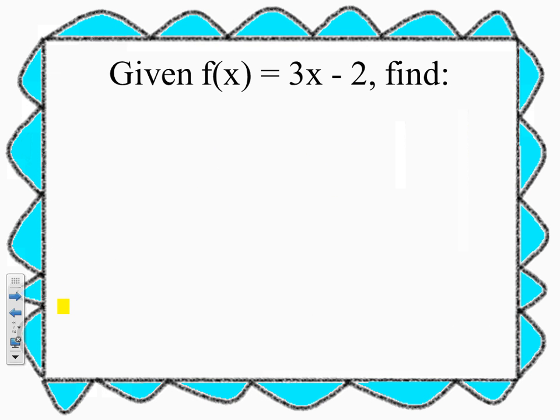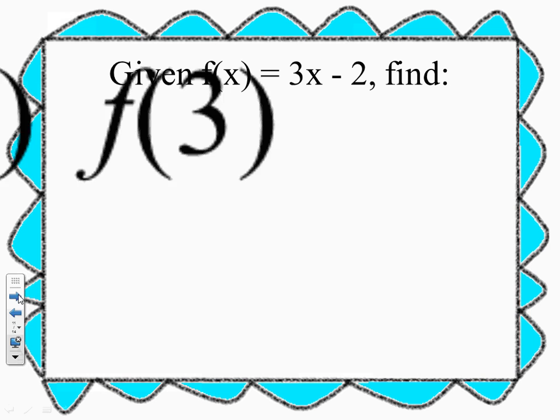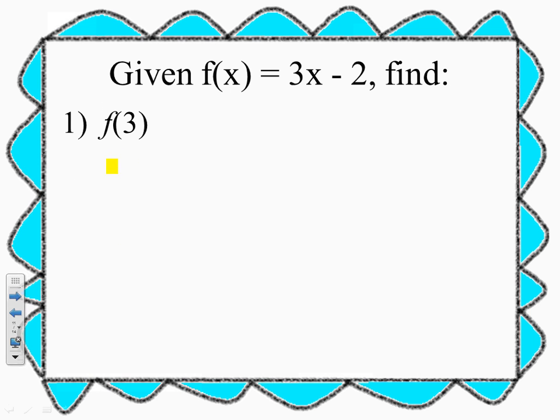Given f of x equals 3x minus 2, we have to find f of 3. Okay, now remember, this is the same thing as y equals 3x minus 2. This was the same thing as f of x, which means that x needs to be replaced by what? The 3. You see how it's in the same spot?